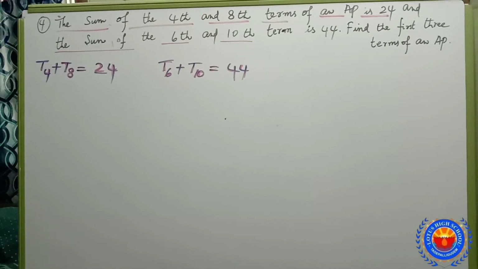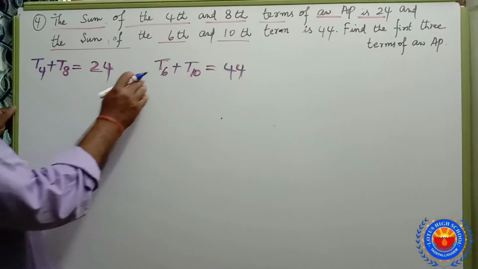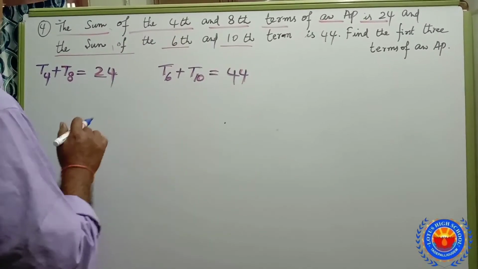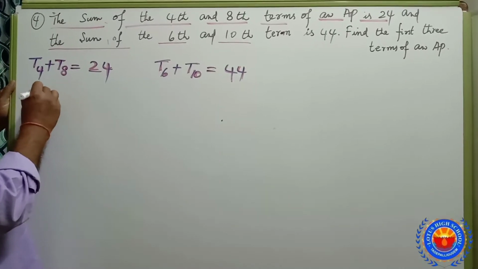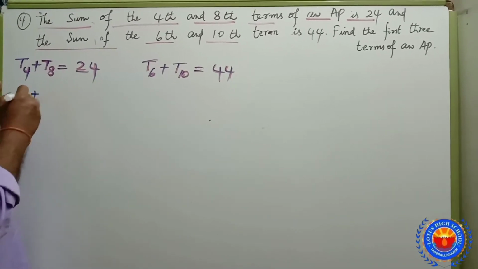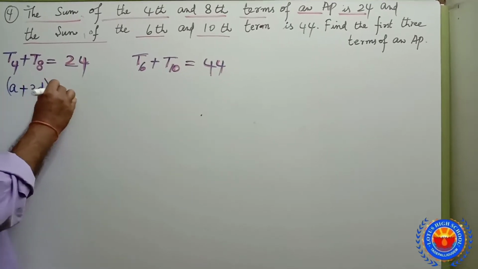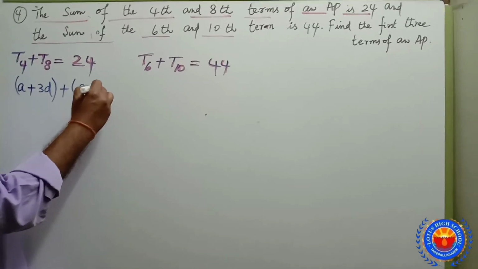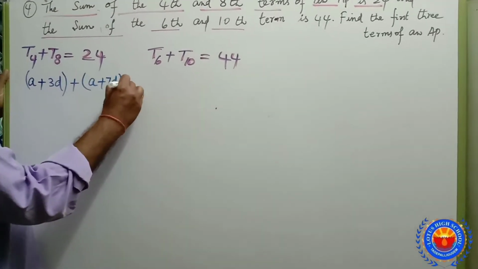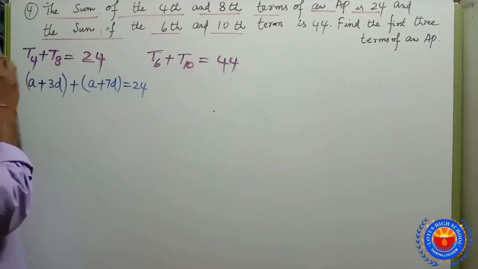Here are these two equations: T4 plus T8 is equal to 24, and T6 plus T10 is equal to 44. What is T4? T4 is nothing but a plus 3d, and T8 is a plus 7d, so the sum is equal to 24. I'll write it again.